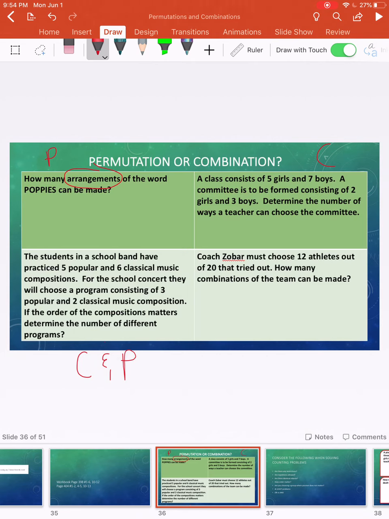In the last question, Coach Zabar must choose 12 athletes out of 20 that tried out. How many combinations of the teams can he make? So this would be an example of a combination, because once you're on the team, you're on the team. It's the same team no matter what order you pick the athletes in. So we would write combination. So now that I've written down which is which, pause the video again and see if you can find the answers for each of these questions.